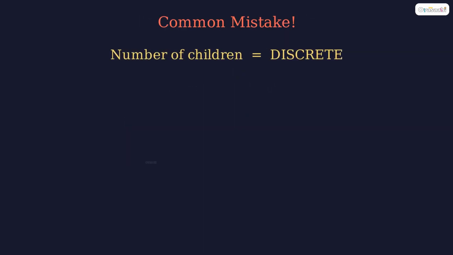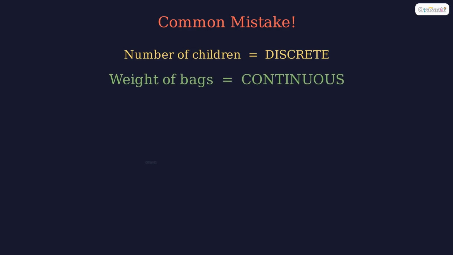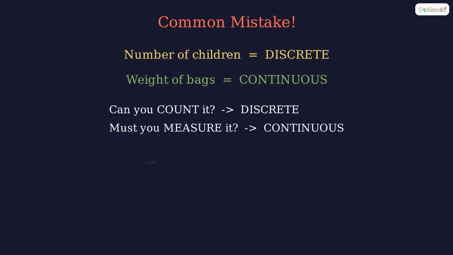Common mistake. Students confuse discrete and continuous. Ask yourself, can I count it in whole numbers? Then it is discrete. Must I measure it? Then it is continuous.